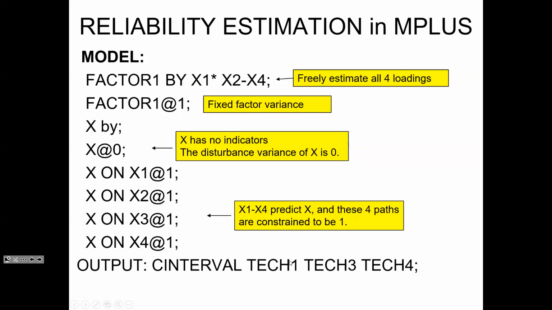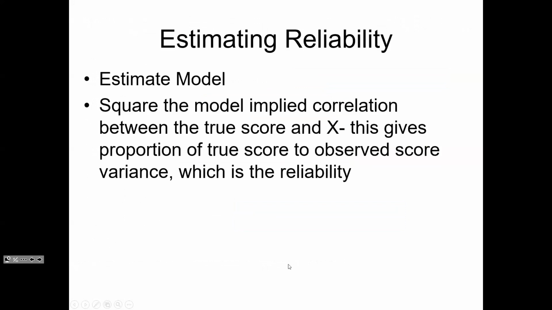But it's a little bit different from when we name constraints and we can sort of say 1, 2, 3, 4, right? All right. Okay. So all we do is we estimate the model. We square the model implied correlation between the true score and x. That gives us the proportion of true score to observed score variance, and that is the reliability.